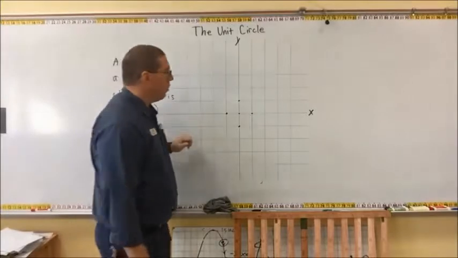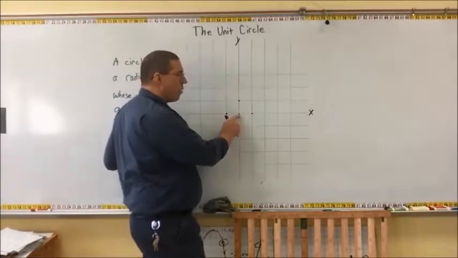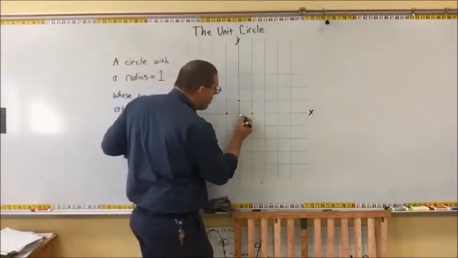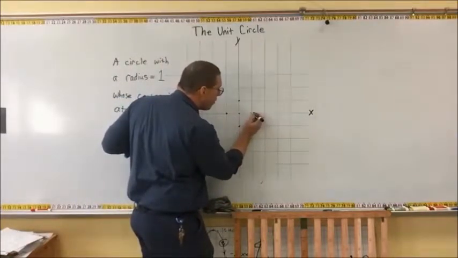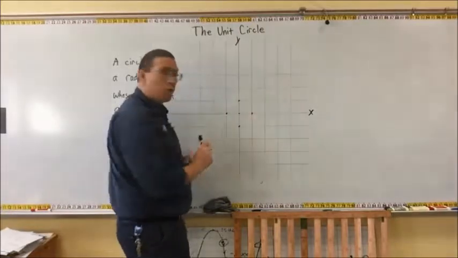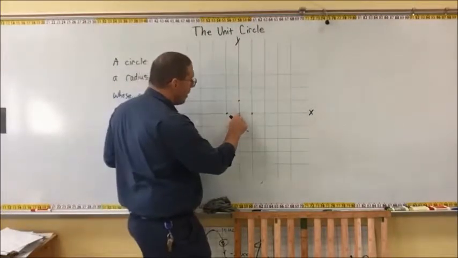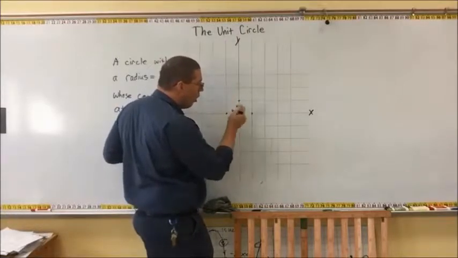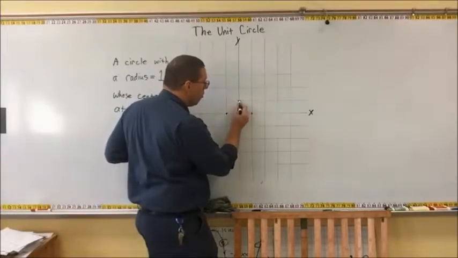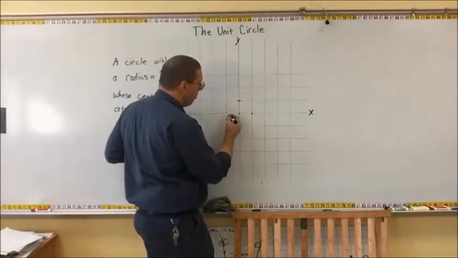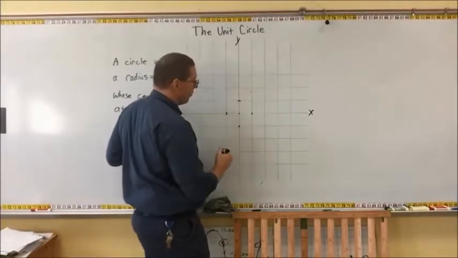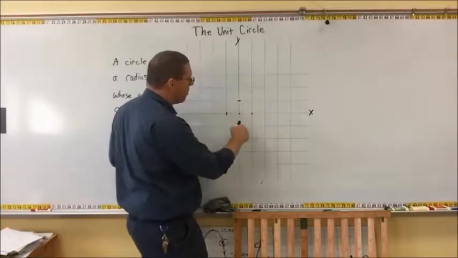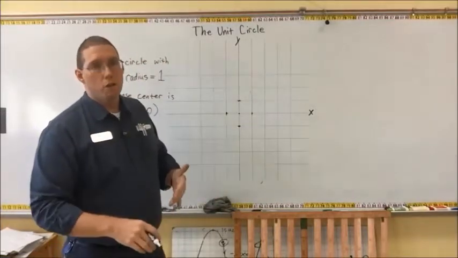So if this circle has a center at 0, 0 and a radius of 1, then that means this point, 1, 0, is on the circle, because the radius goes from here and goes 1 away over to here. Also, the point 0, 1 is on the circle, the point -1 and 0 is on the circle, and the point 0 and -1 is on the circle. All four of these points are on the unit circle.